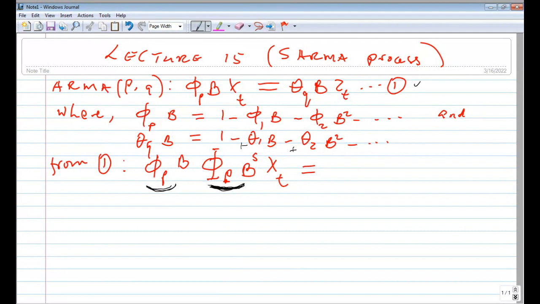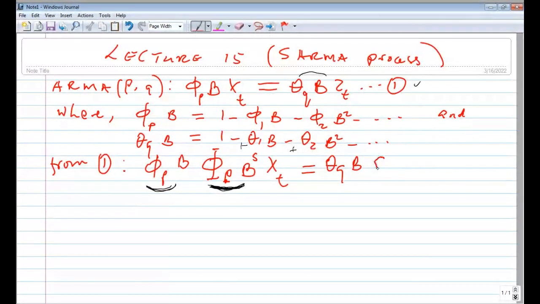So the same applies to the right-hand side for the moving average. We have a non-seasonal part, which is this one. So we just want to add the seasonal part as well. So how do we do that? So we are going to have theta q B, which is a non-seasonal part, or which is a non-seasonal moving average. Okay, so we just want to add a seasonal moving average. So how do we do that?